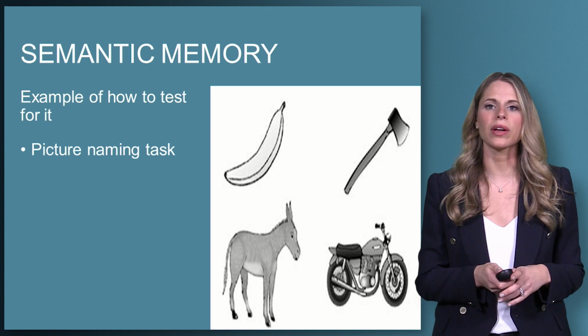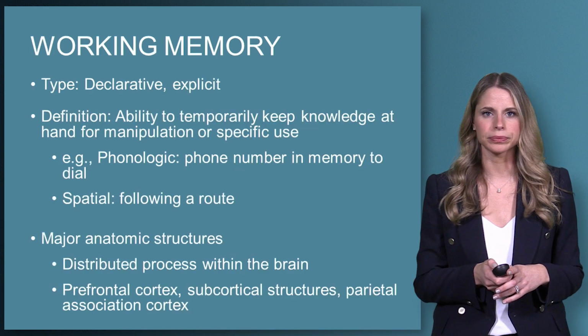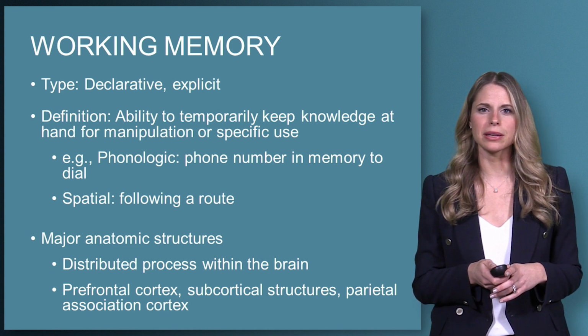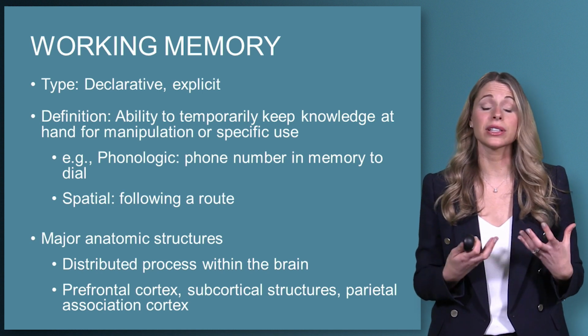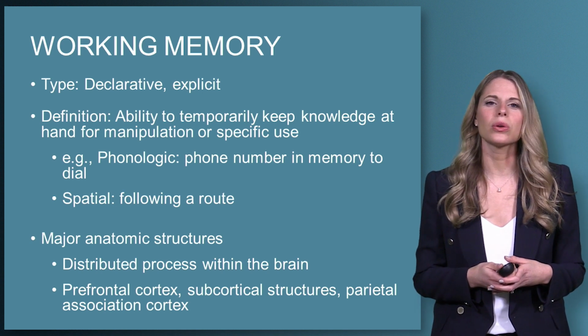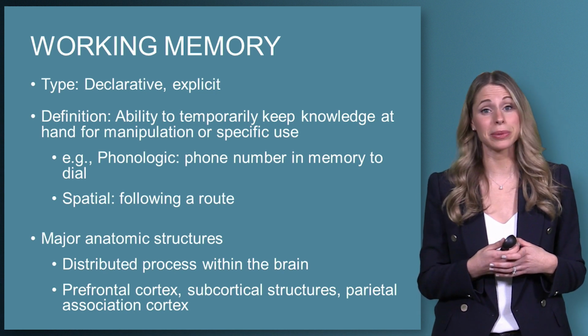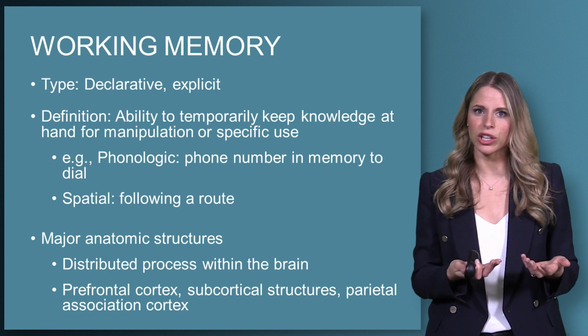So understanding what the item is for as well. In terms of working memory, that's the last type of declarative or explicit memory that we'll discuss today. And it's really a measure heavily dependent on attention. So it refers to the ability to temporarily keep knowledge at hand for manipulation or for specific use.